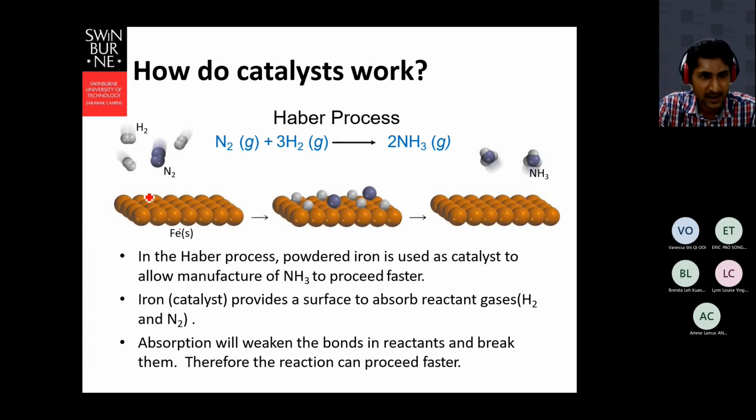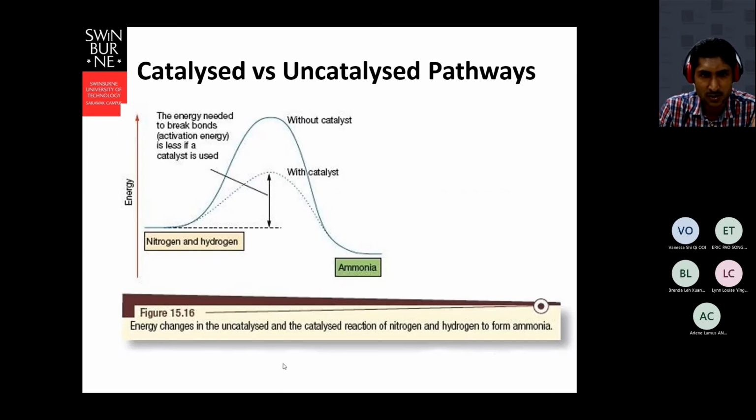But when we put some iron, of course iron powder, nitrogen and hydrogen will come together and sit together on that iron, and then they will have the reaction. And this is not that simple. Still, we are trying to understand how the catalyst actually works. This is a very broad, gross description of how the catalyst works.